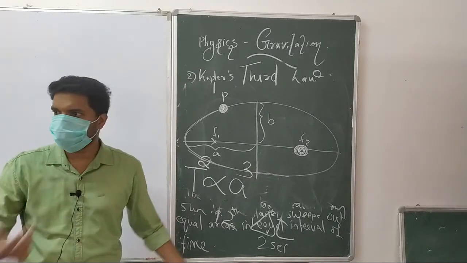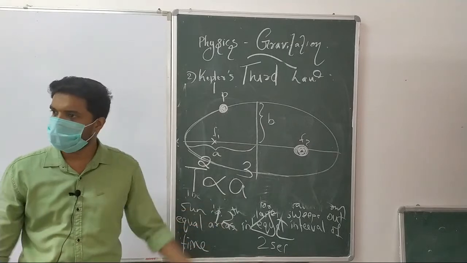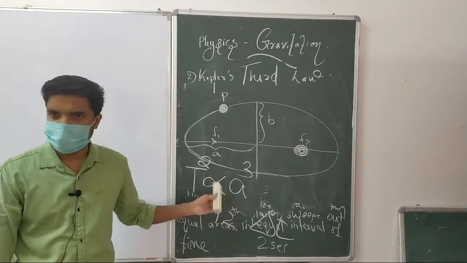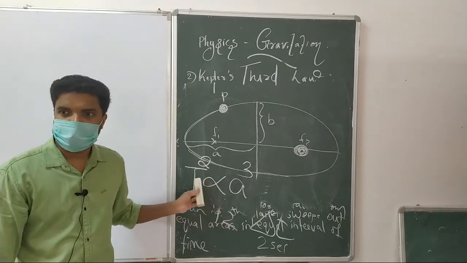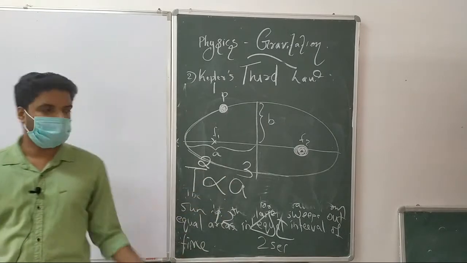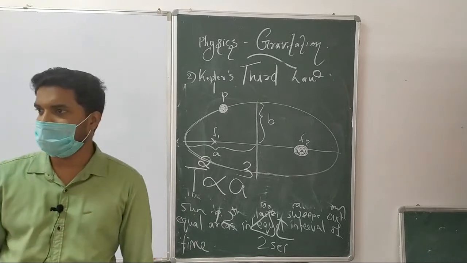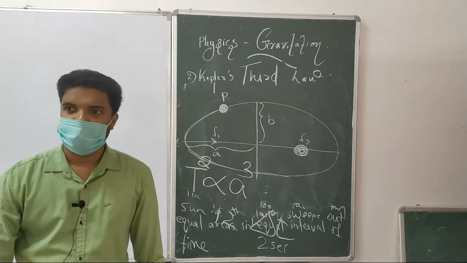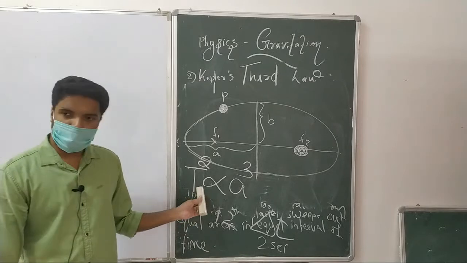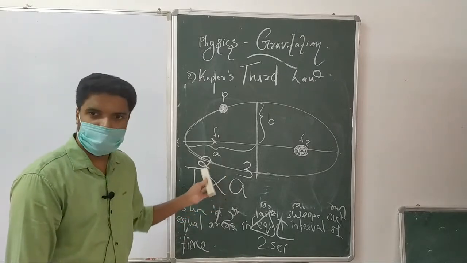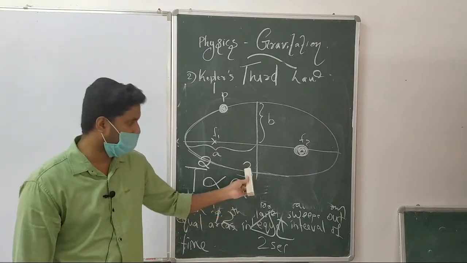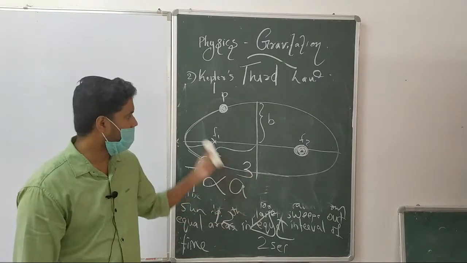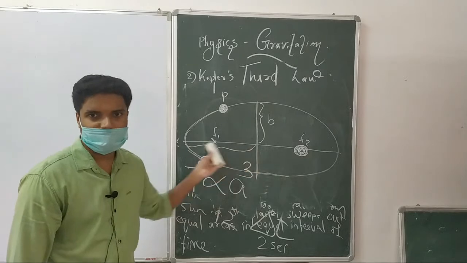Understood? Simply study this step and you can write the law. If you know this much, you can simply write the law. No need to learn by heart. How easy it is. The square of the time period of revolution of the planet around the sun is directly proportional to the cube of the semi-major axis.